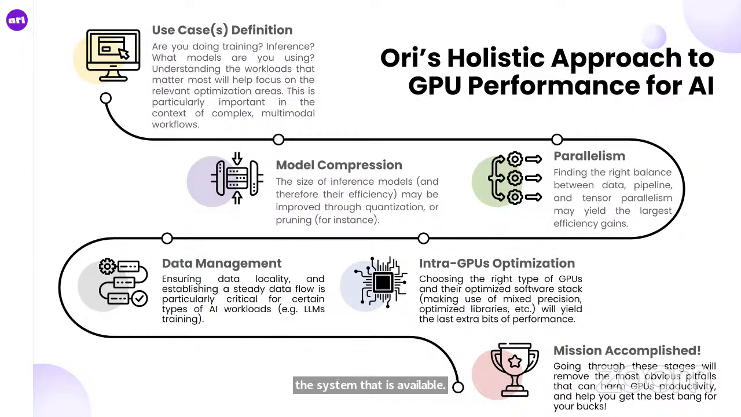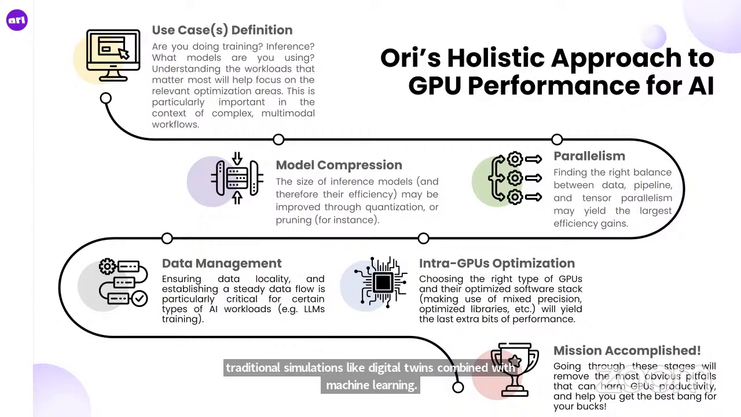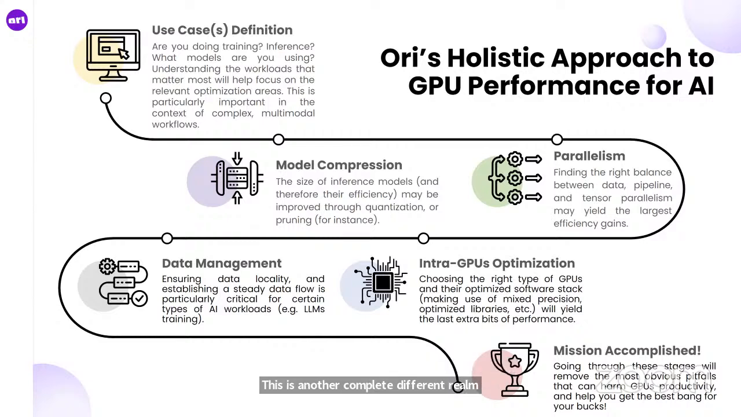So if we go through that roadmap step by step, I think that in order to understand how to get the most out of the system, the first step is really to understand what the use case is going to be. The requirements on the system and on how to optimize GPUs are not going to be the same if we are going to do some training, or if we're going to do some inference, or even conversely, if we are doing some sort of complex workflows that will mix traditional simulations like digital twins combined with machine learning. This is another completely different realm of optimization and how to make the most of a system.